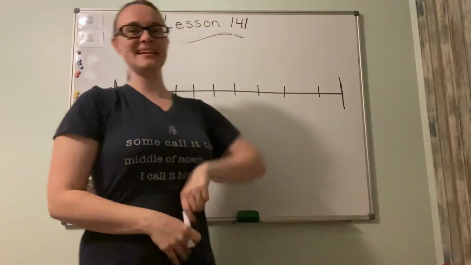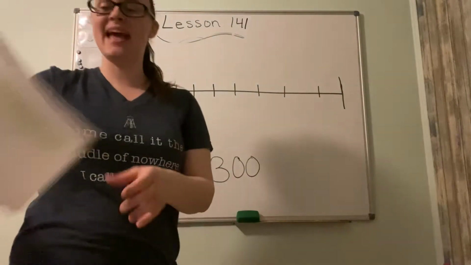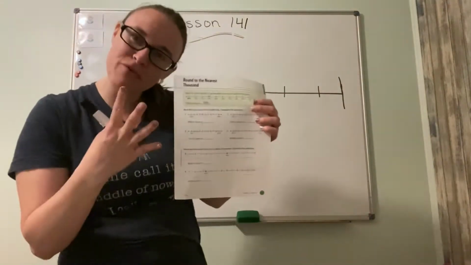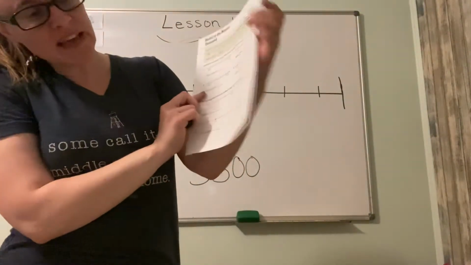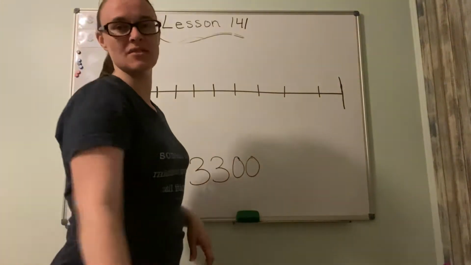Hello, second grade. We are at lesson 141. Today we're going to be talking about rounding to the nearest thousand because we're talking about 4-digit numbers. So you're going to need page 285, and we're also going to be doing 286 on the back.